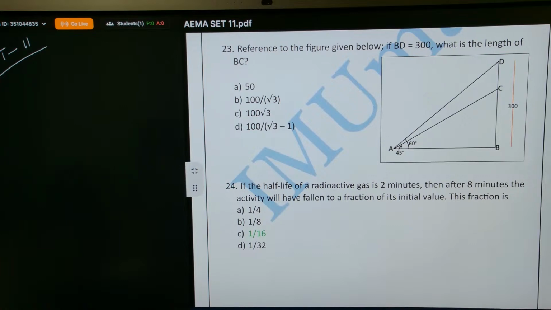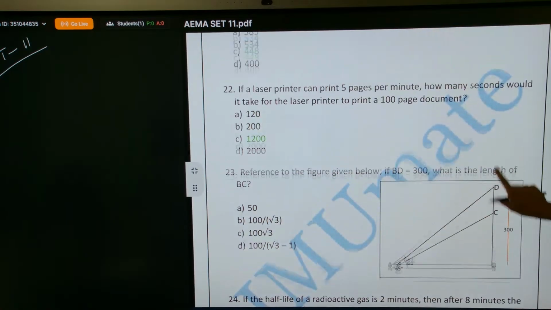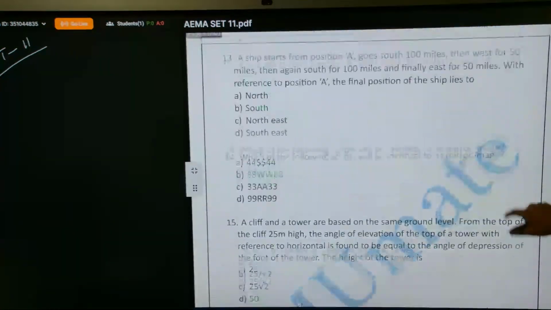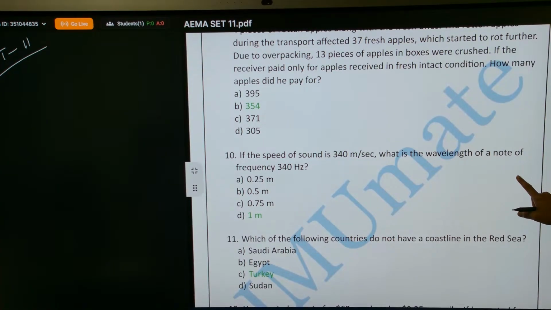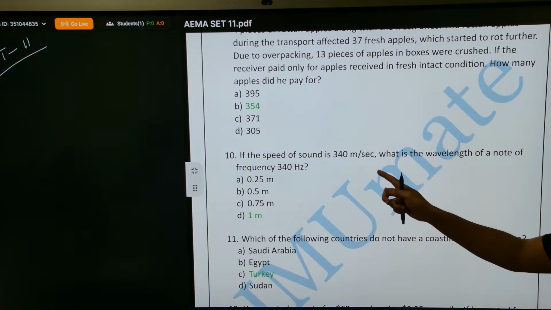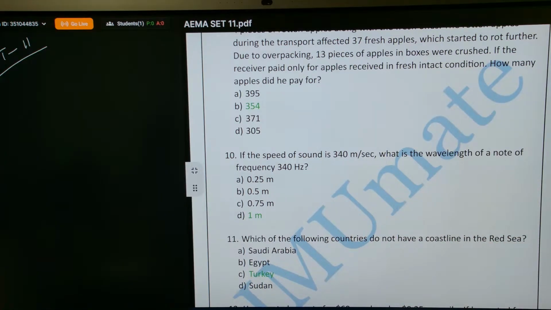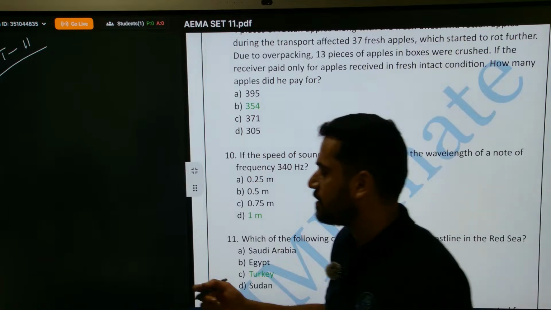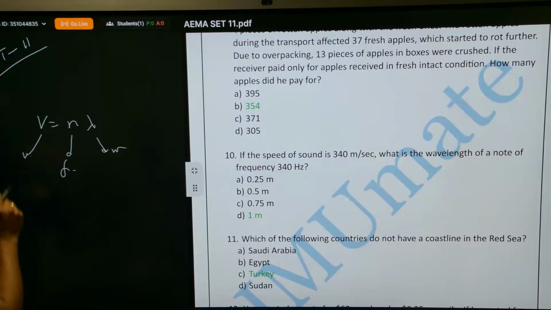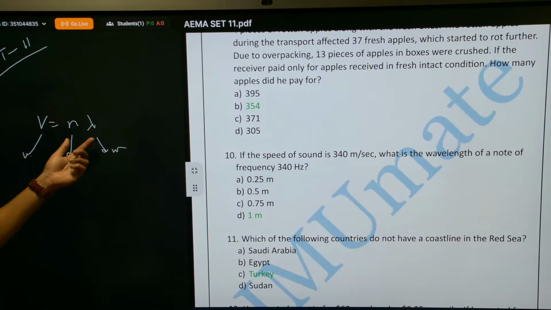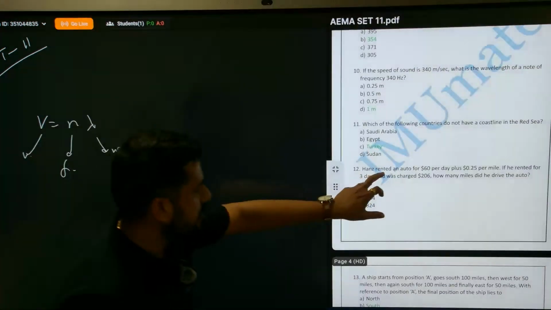Which chapter? Which one, tell me? Question 10. Okay, he is asking for question number 10. In SHM, sound, the speed is given, the wavelength of... V equals n lambda. Where will C come from? V equals n lambda. N means frequency, lambda wavelength, V velocity. What you are given? Frequency and velocity given. Lambda is to be found. Easy. Okay, so time also has been covered.